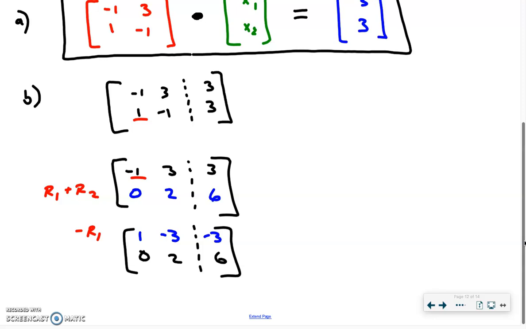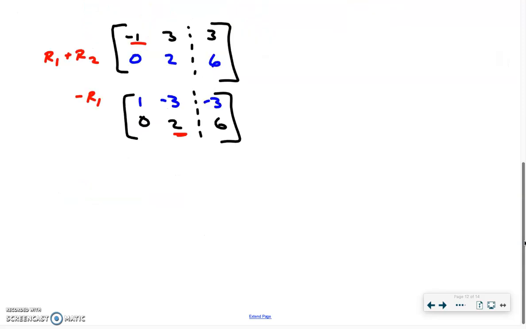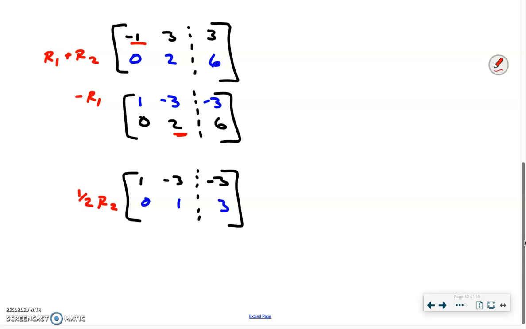As we continue on, my next target is going to be this 2. All of a sudden, my smart board decided not to work anymore. There it goes. So we need to turn that 2 into a 1. So I'm going to multiply the entire second row through by 1/2. So we're going to go 1/2 of row 2 and obtain 0, 1, 3. And we're in row echelon form. We need to reduce row echelon. So that means targeting one more spot here. Looks like we're going to do 3 times row 2 plus row 1. And that should get us 0, 1, 3.